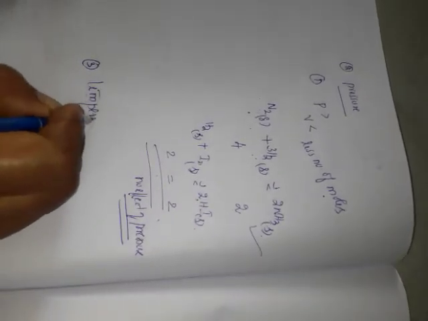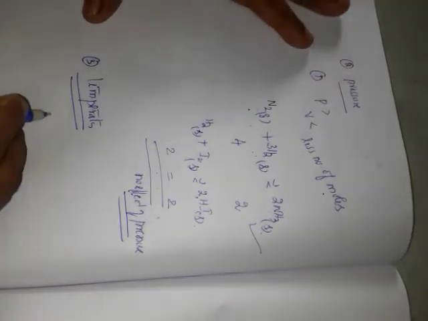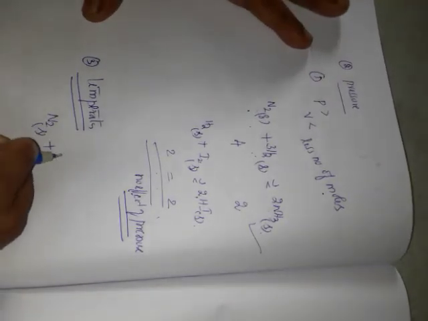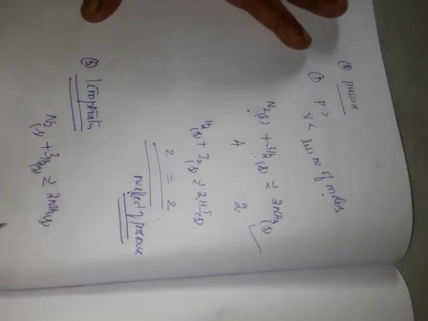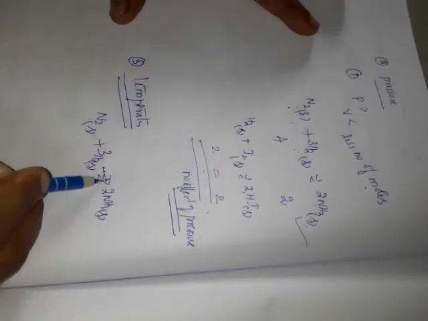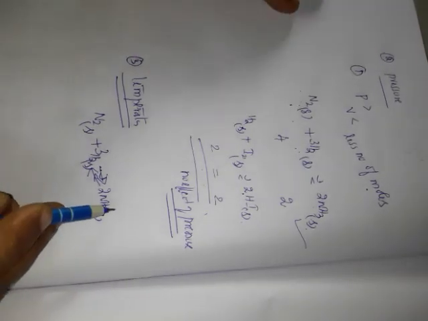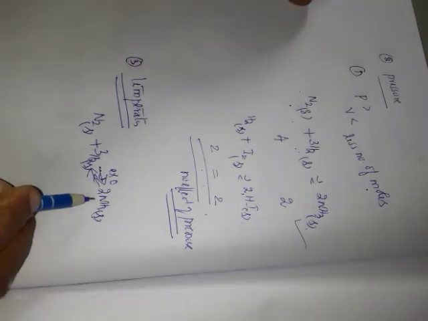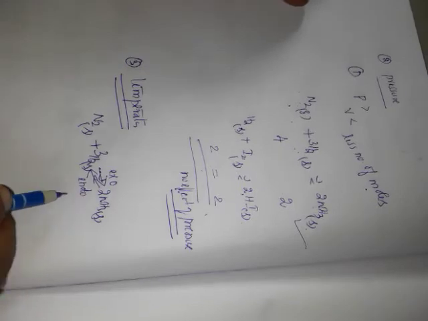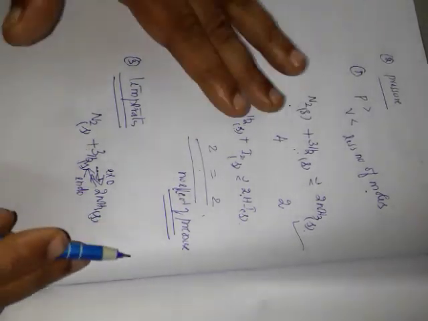Effect of temperature. You can consider the same reaction, N2 gas plus 3H2 gas giving 2NH3 gas. Here you see the forward reaction as well as the backward reaction. Consider the forward reaction as exothermic. Exothermic means heat is liberated. Consider the reverse reaction as endothermic. Endothermic means heat is absorbed. So 2 types of reaction take place, exothermic and endothermic.